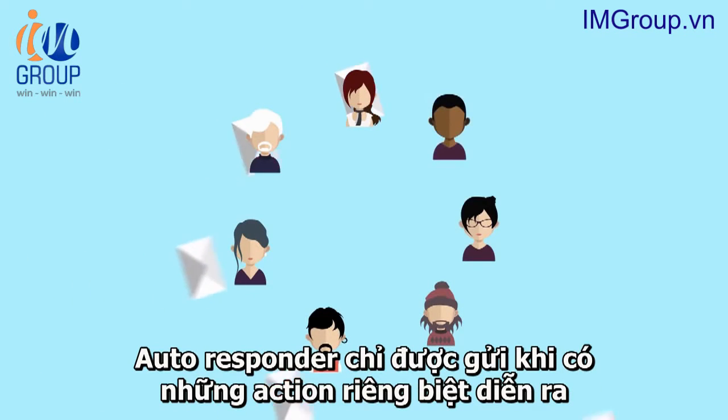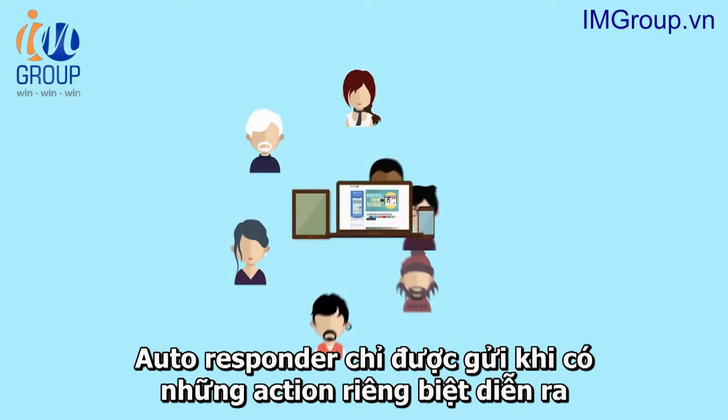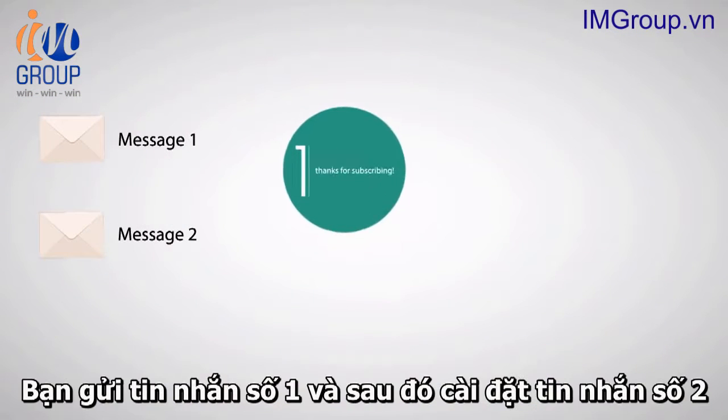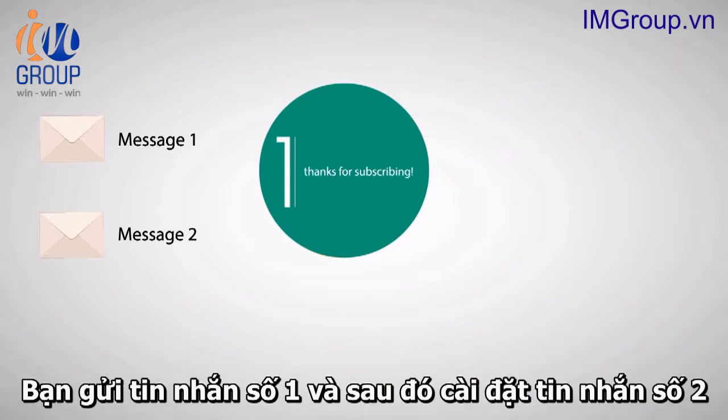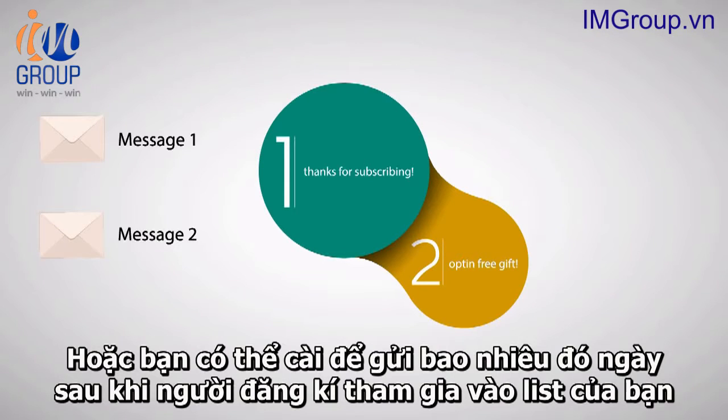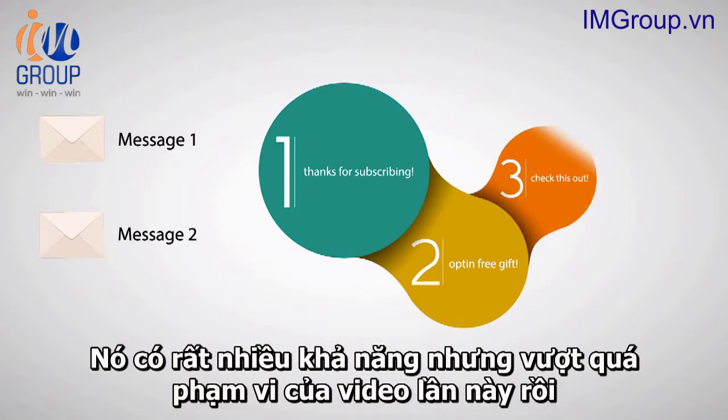Autoresponders are only sent when specific actions happen. For instance, you might set up a series of autoresponders to go out in a sequence. You send message number 1 and then set up message number 2 to be sent out only after the subscriber has opened message number 1. Or you can set it up to send X number of days after a subscriber joins your list. There's a lot of possibilities, but that goes beyond the scope of this video.